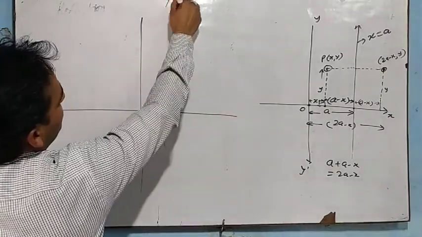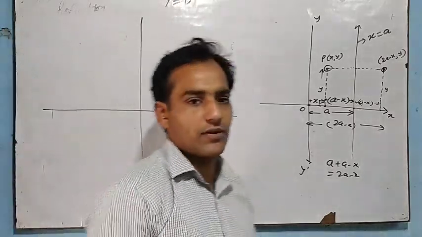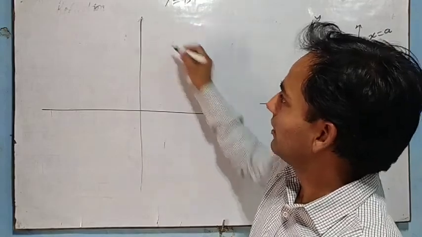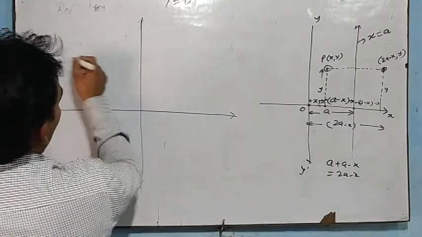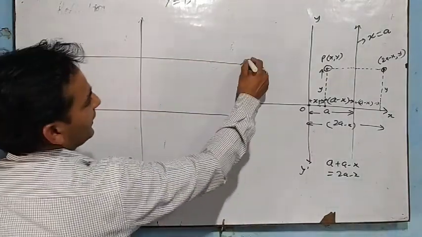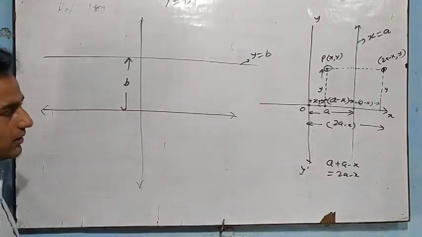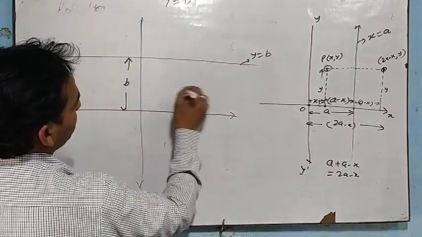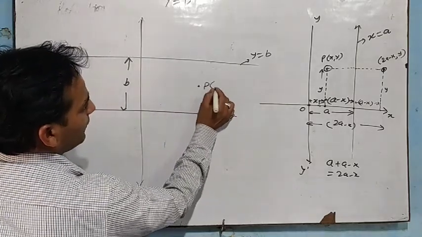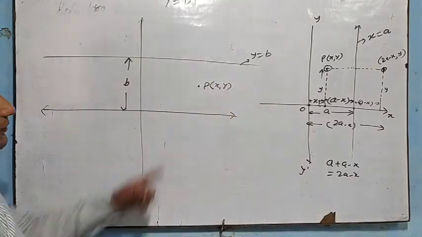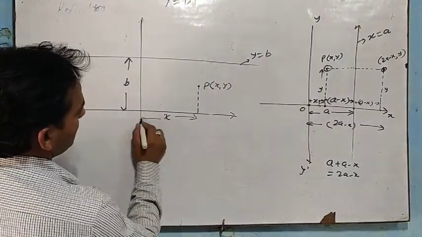If we have a line y is equal to a, or we can say y is equal to b. Let us take the example, y is equal to b. In place of a, I have written b. If y is equal to b is here, that means y is equal to b will be a line like that. This line is y is equal to b. This distance is b. That's why y is equal to b. And we have a point, we can say anywhere here, P, x comma y.